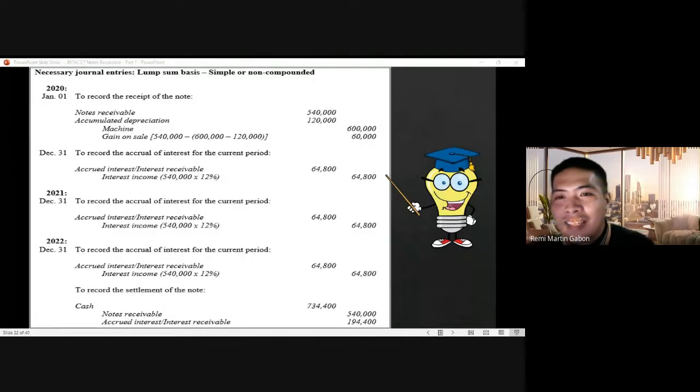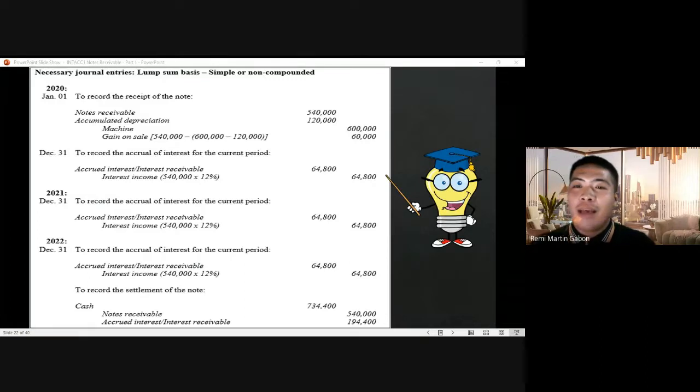Ano ba naman to, Miss Velasco? Compounded, pero hit mga 5-6, mostly simple ginagamit. Yeah. If you use compounded, mas masahol ka pa sa 5-6. Mas masahol ka pa sa Bombay.